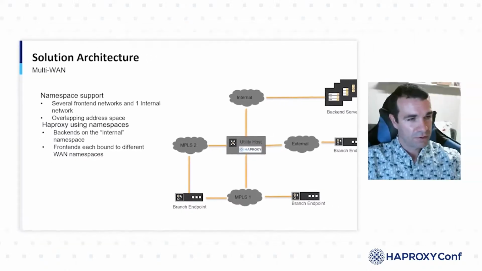All the backend servers in the HAProxy configuration reside on the internal network, and we call it the internal namespace in Linux. That's where we place the network interface that accesses the backend servers. So each front end is then bound to one and only one external network. So we can see here the branch endpoints that are attached to different external networks, and one of the branch endpoints is connected to two external networks, for redundancy, for example.